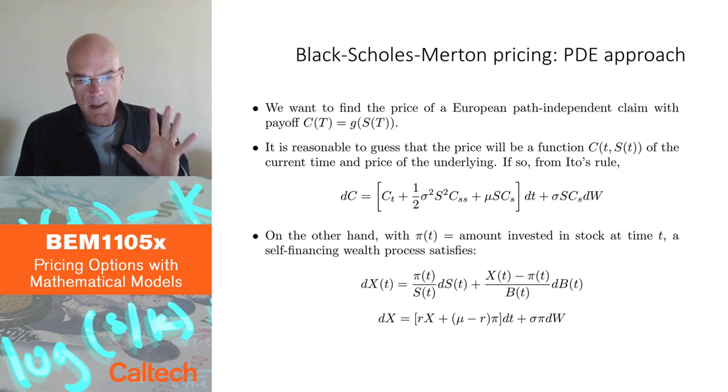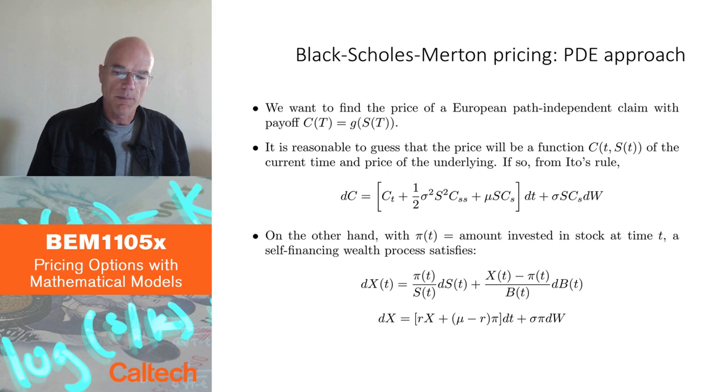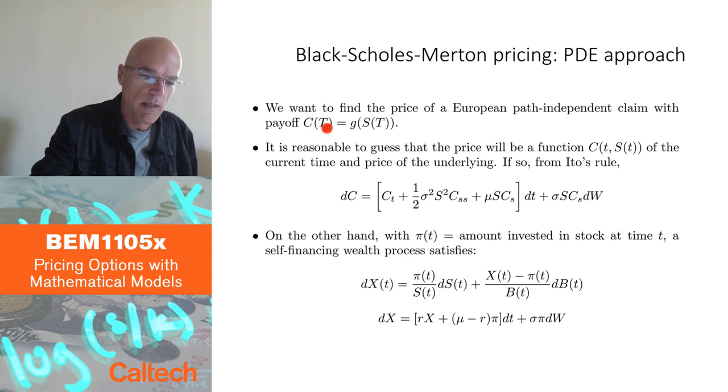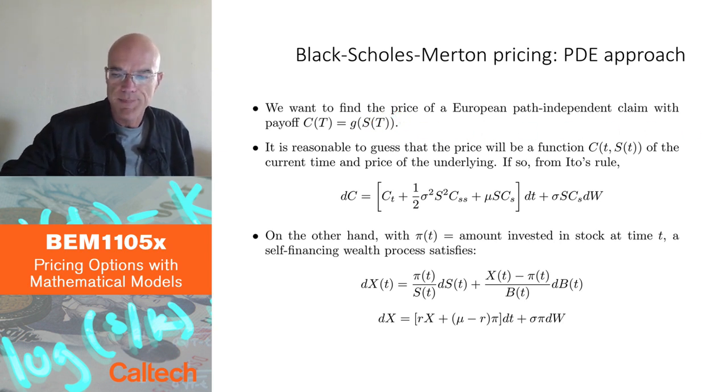We want to find the price of a European path-independent claim. More precisely, the claim pays at maturity some function g, a given function g, of the final stock price. So this includes call and put options, but it may be something else.